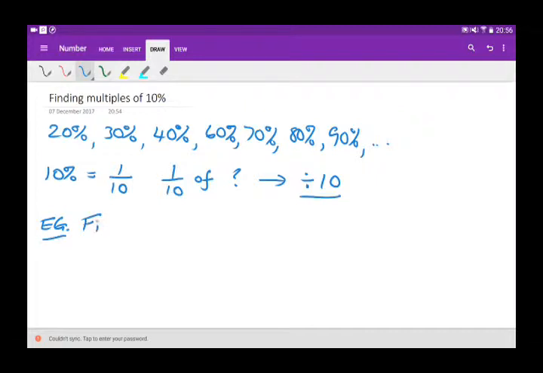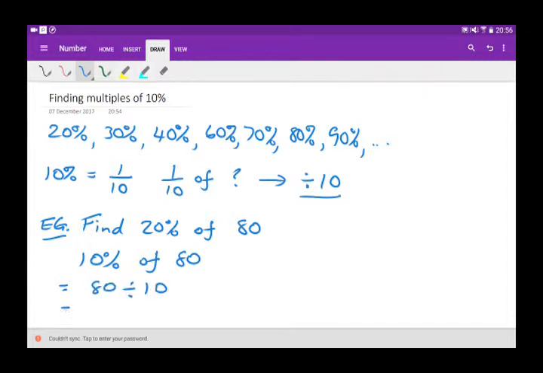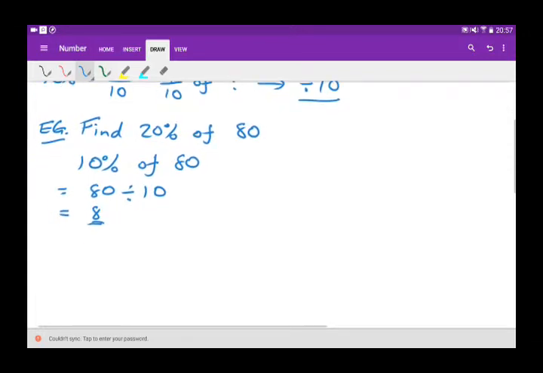We want to find 20% of 80. So a nice easy example to begin with. So the first step is to find 10% of 80. And how do we do that? We do 80 divided by 10, working down the page, and 80 divided by 10 is 8. Okay. Now we have 10%, we can use that to work out 20%.